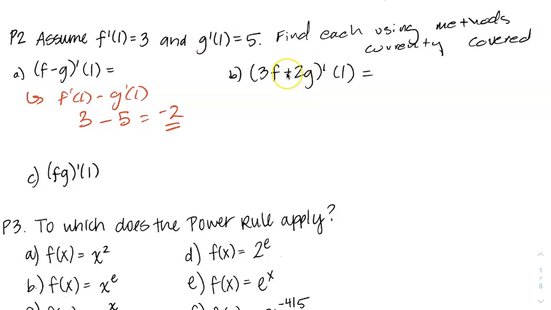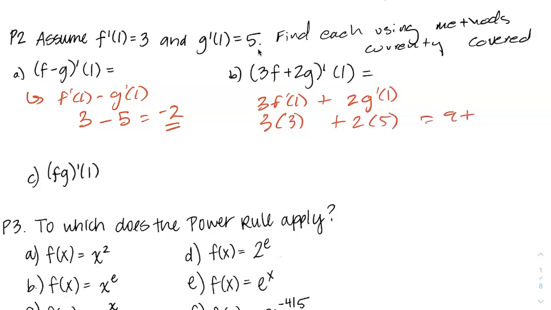Over here, similar idea, we can split it up. 3 times f of 1 plus 2 times g of 1. I meant f of 1 earlier. So we have that. f of 1 is 3 and g of 1 is 5. So you get 9 plus 10, or 19.